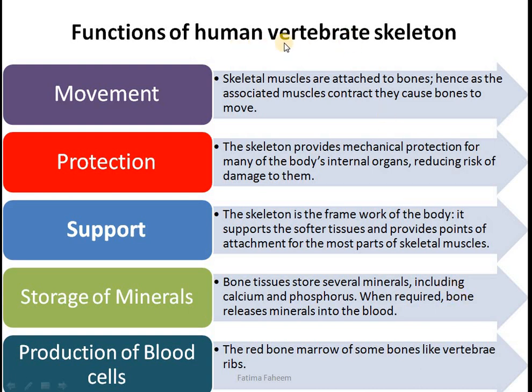Now let's see the functions of the human vertebrate skeleton. First function, which is very important, is that of movement. Skeletal muscles are attached to bones, and remember that muscles do not move, they only contract and then pull the bones so that movement can be made possible. Hence, as the associated muscles contract, they cause bones to move.